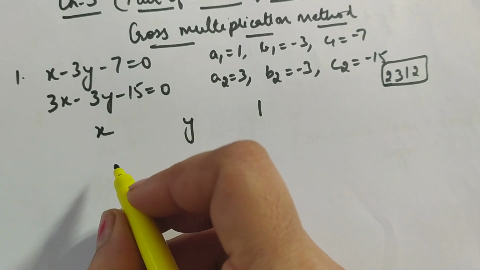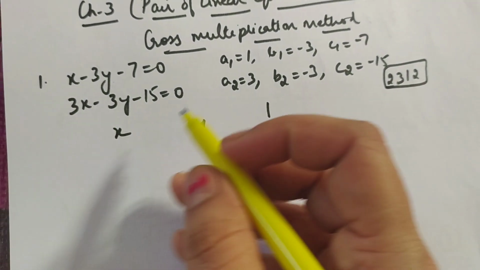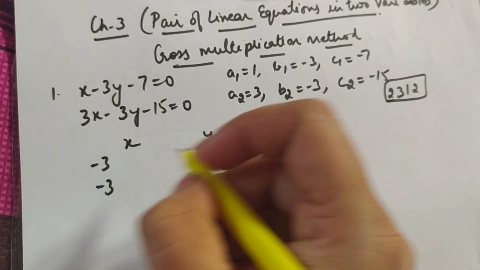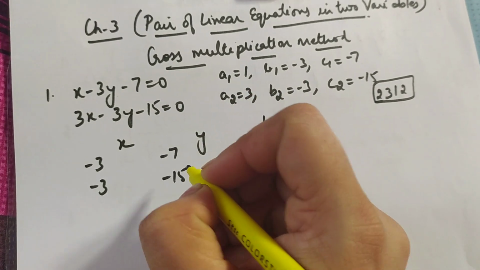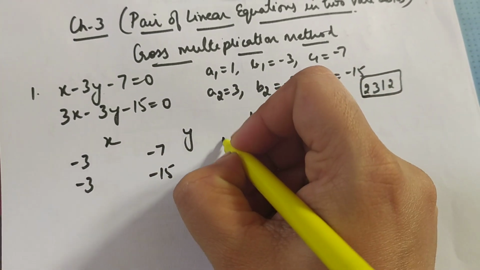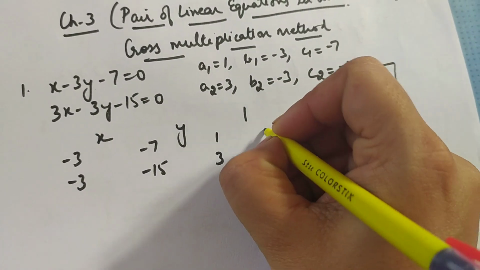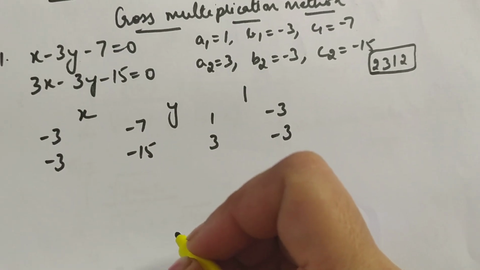So in the first step, what I am going to do is write, first I have done 2, so firstly I am going to write the coefficients of the b term. So they are minus 3 and minus 3. Then the coefficients of c, so it will be minus 7 and minus 15. Then I write the coefficients of x, that is 1 and 3. And again 2 is coming, so again you will mention minus 3 and minus 3, because these are your coefficients of b.